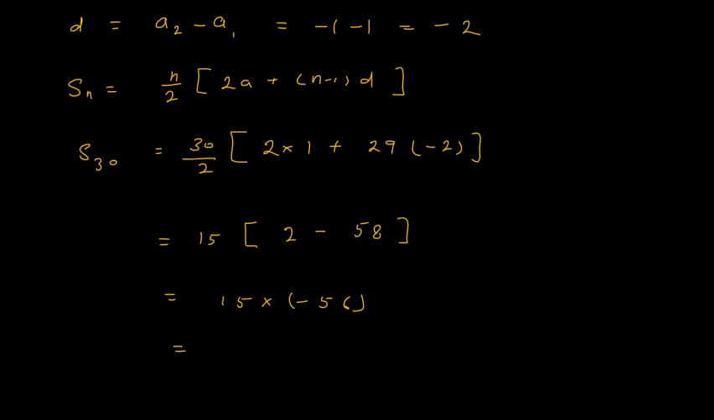Now 15 times 6 is 90, 9 carry, 15 times 5 is 75, plus 9 is 84, so it is 840. So S30 is equal to minus 840. Okay.